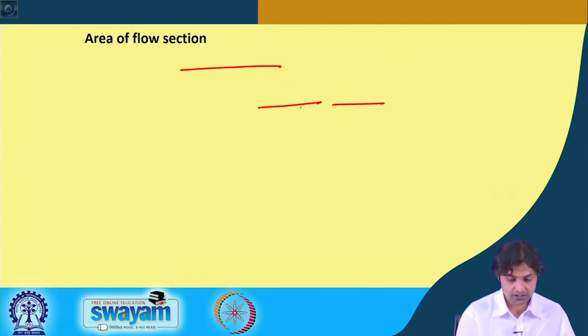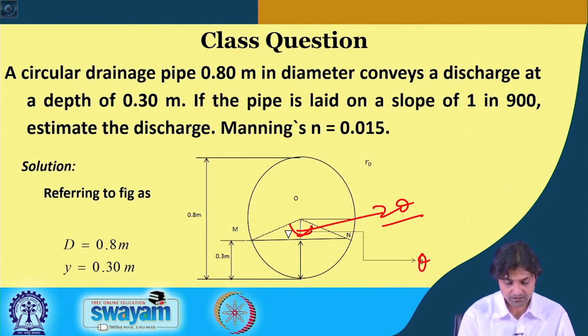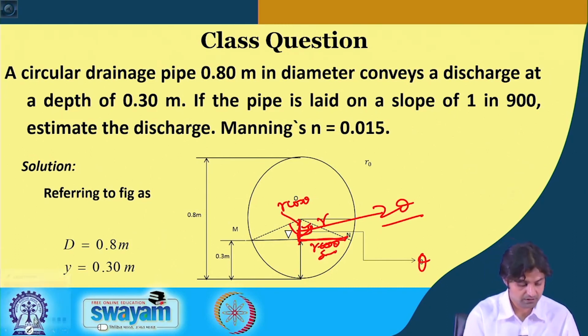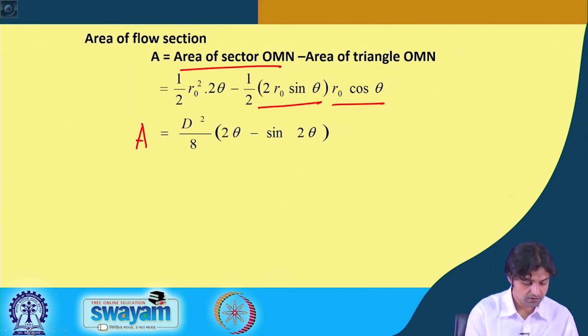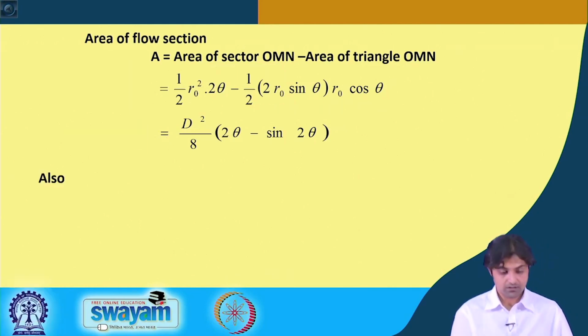So you see, base into height, if this is r, then this is r sin theta, and this is r cos theta. So we get the area as d square by 8 into (2 theta minus sin 2 theta).